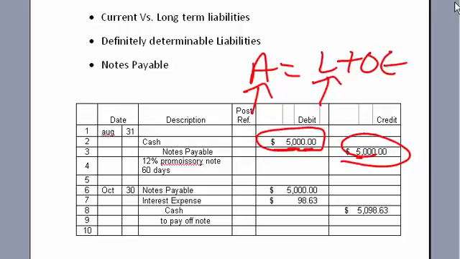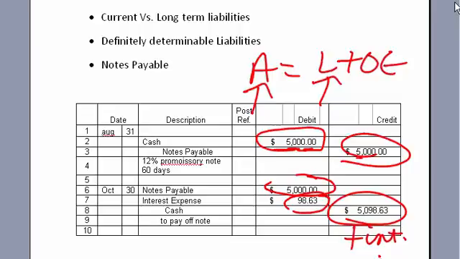When it comes time to pay that liability, so this is a 60-day note, what we need to do is take the notes payable off the books, but also record that we're going to have interest expense. So the cash that we pay out to pay our loan back is going to be the dollar amount we owed plus the interest. All right?